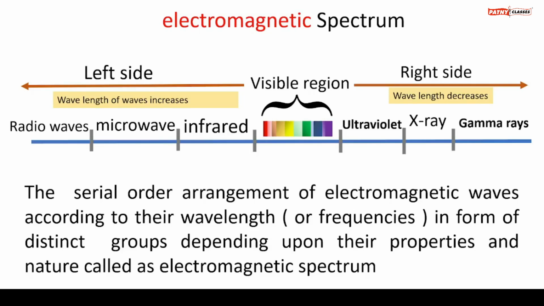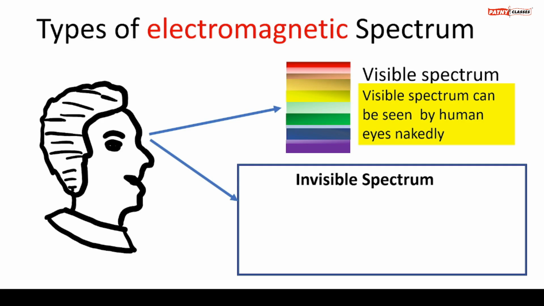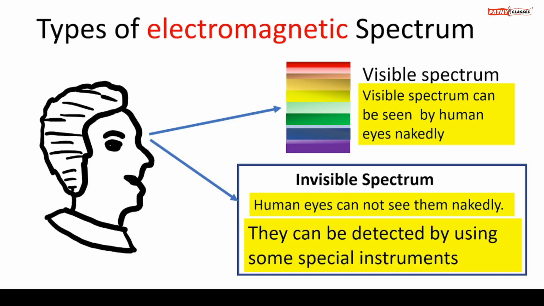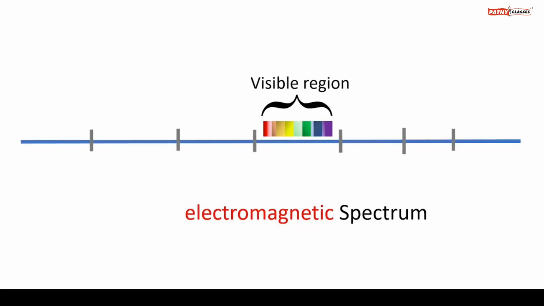The serial order arrangement of electromagnetic waves according to their wavelength or frequencies, in the form of distinct groups depending upon their properties and nature, is called the electromagnetic spectrum. The visible spectrum can be seen by human eyes nakedly, whereas human eyes cannot see the invisible spectrum nakedly. The invisible spectrum can be detected by using some special instruments.